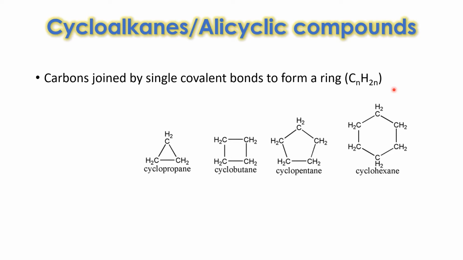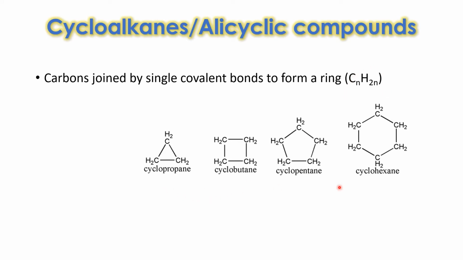All bonds are single. So they have a formula CnH2n. Whatever is the number of carbon atoms, twice will be the number of hydrogen atoms. So in cyclohexane, it should be C6H12, the number of hydrogens being exactly double that of carbon.